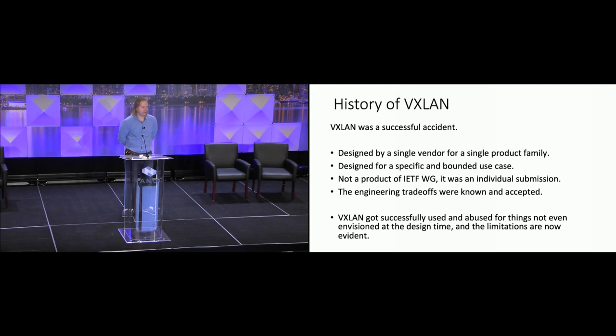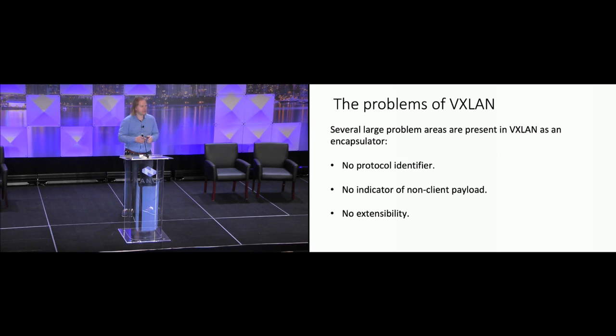It actually took the world by surprise. It was simple enough, and to this day, it is the most popular encapsulation for carrying general layer 2 payload over IP. However, that encapsulation is starting to show its limitations. And the limitations are 3 large families. One thing is there's no possibility to indicate the type of the payload.